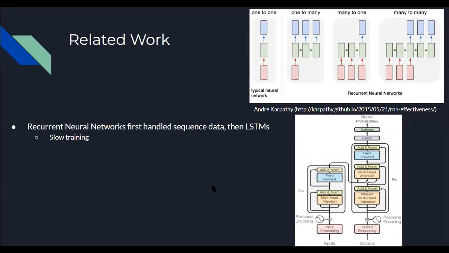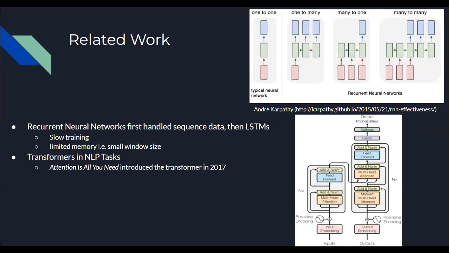So in related work, sequence models have been around for a while in computer vision tasks. In relation to deep neural network models, there have been both recurrent neural networks and long short-term memory networks like LSTMs. A couple of problems with them: they were slow to train because they had a lot of sequential processing, and they also typically had a limited memory, so they operated on a small window size.